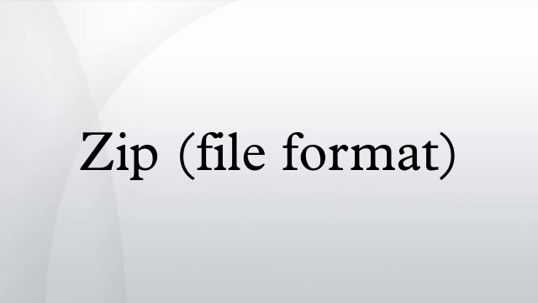Limits. The minimum size of a ZIP file is 22 bytes. The maximum size for both the archive file and the individual files inside it is 4,294,967,295 bytes for standard ZIP, and 18,446,744,073,709,551,615 bytes for ZIP64.